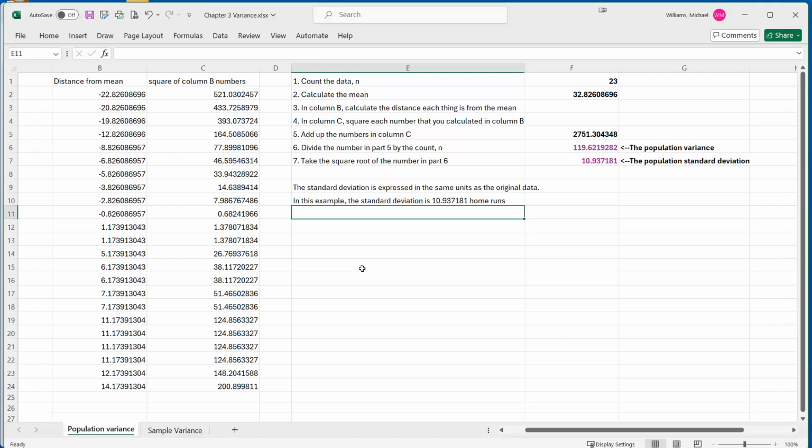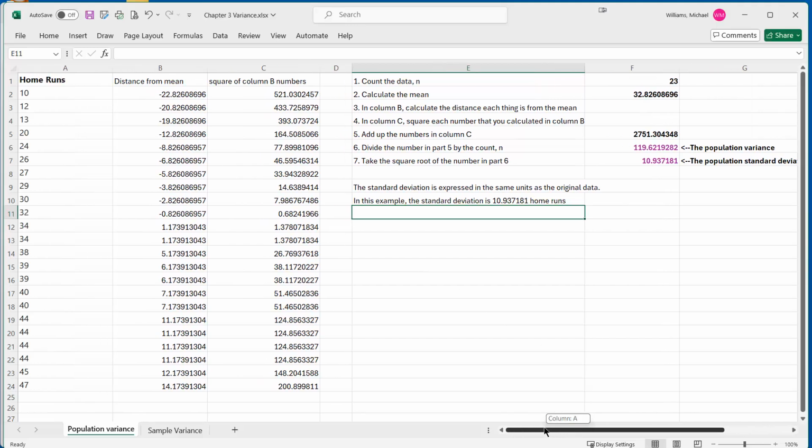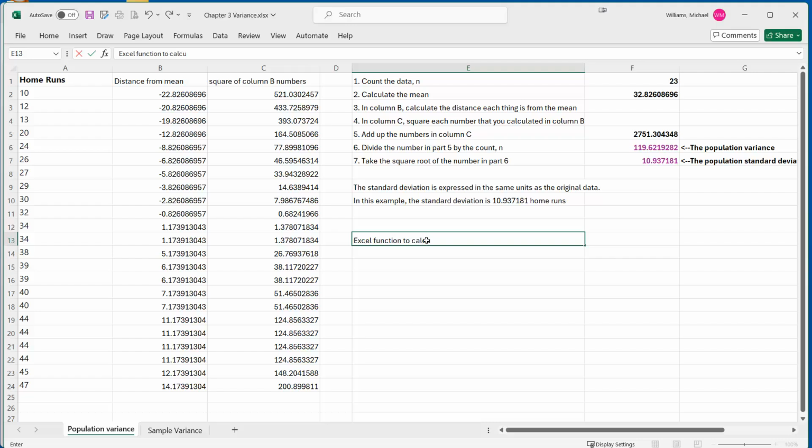Now, that was quite a bit of work. Well, I don't know. It took us 20 minutes or so. Excel has a shortcut. Let me go back over here. Excel has a shortcut. The Excel function to calculate population variance is called VAR.P, variance.population. You see how that works?